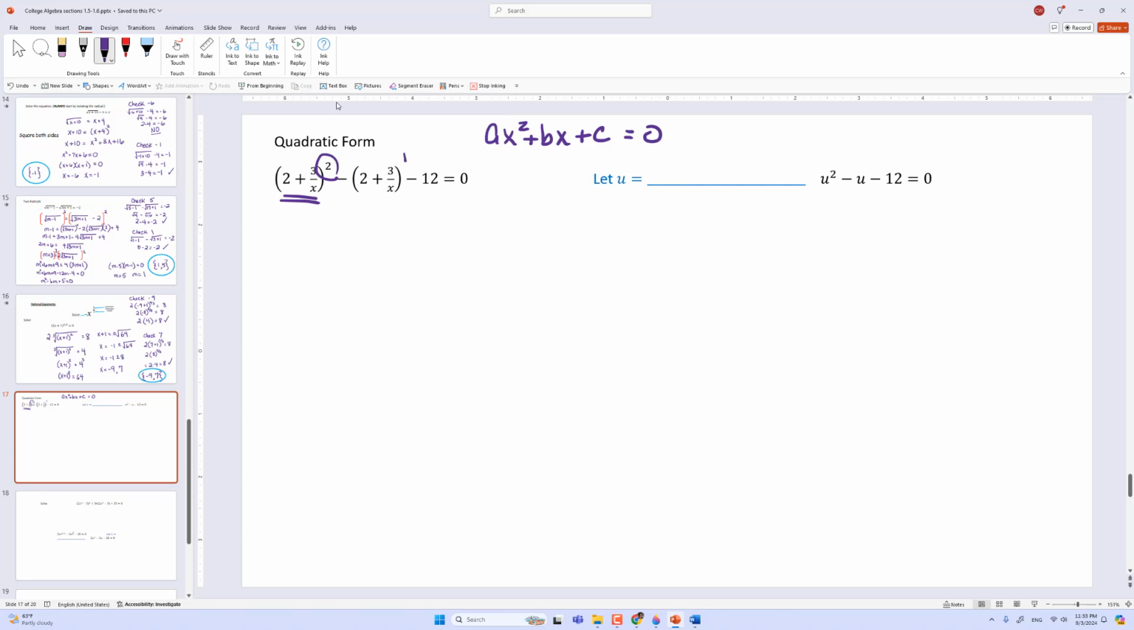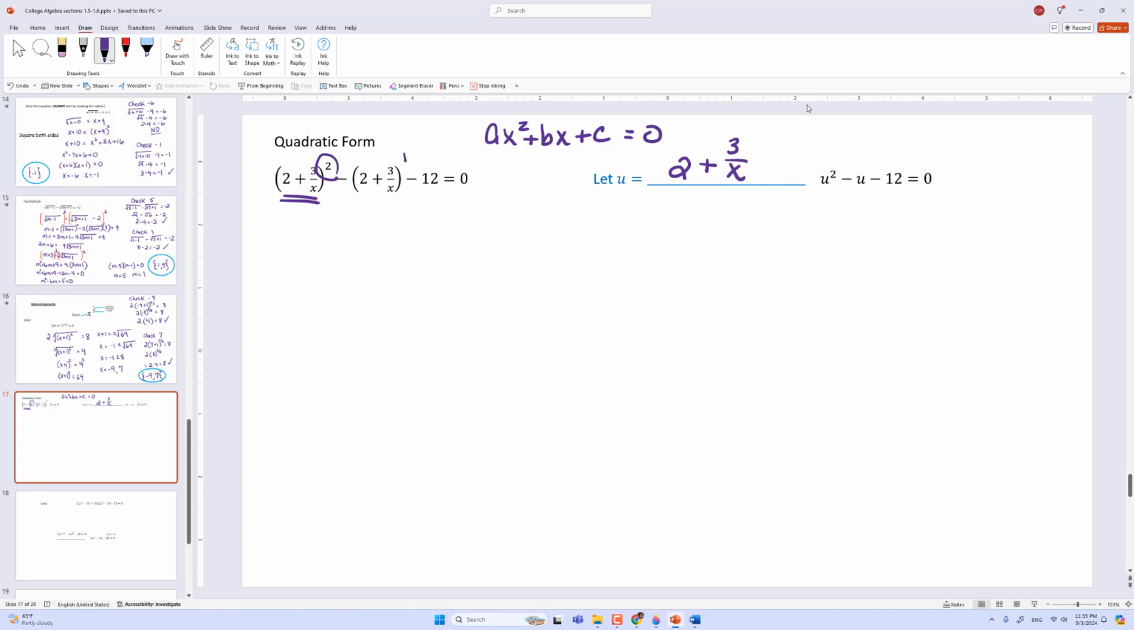So because this is something squared minus that same thing to the first power minus a constant, and it equals 0, what I can do is I can say, all right, well, I don't want to deal with that 2 plus 3 over x, so I am going to call it u. So we'll let u equal 2 plus 3 over x. And from now on, I'm just going to give that little guy a nickname and call it u. It used to be called 2 plus 3 over x. I'm just going to call it u. And I'm going to work with u for a little while until I get the thing solved. And then I'll put the ugly stuff back in.